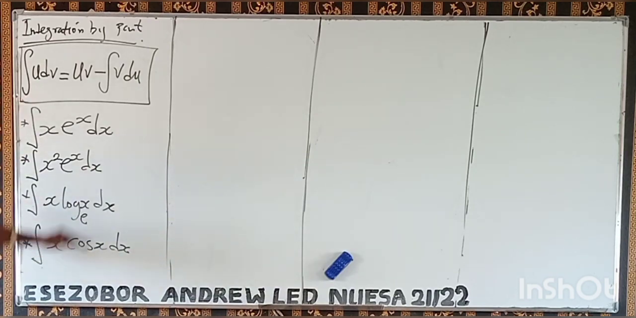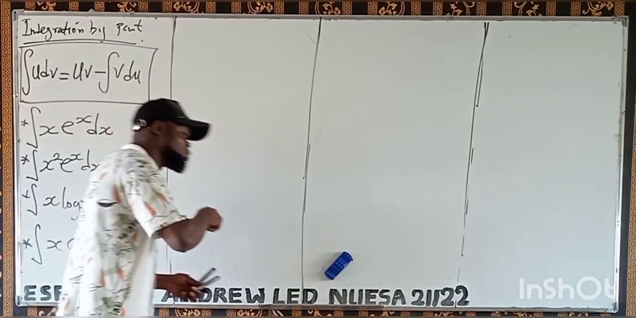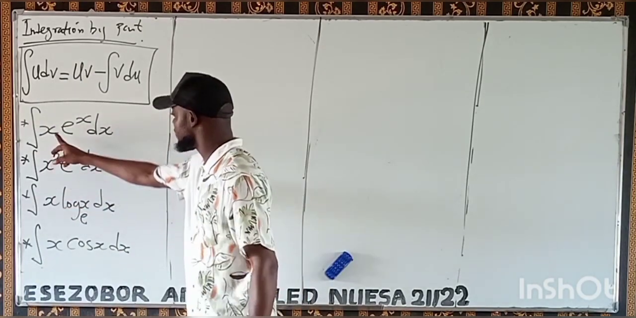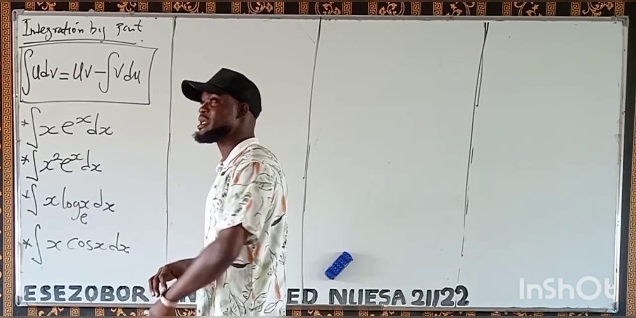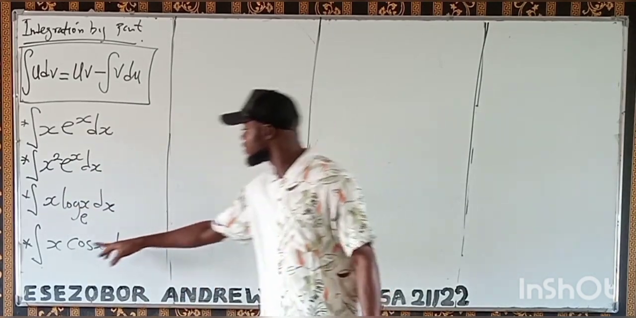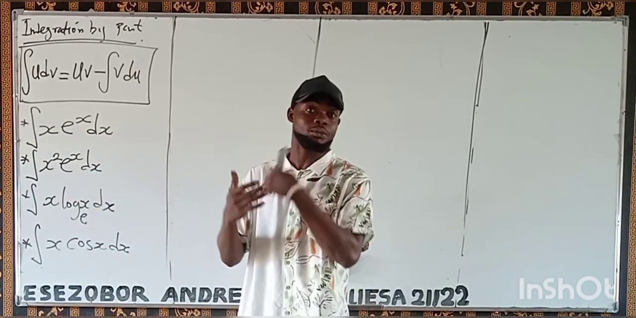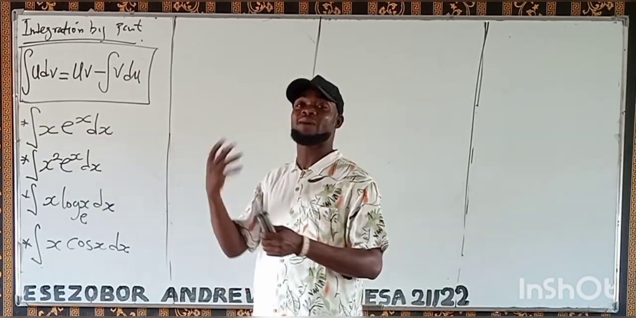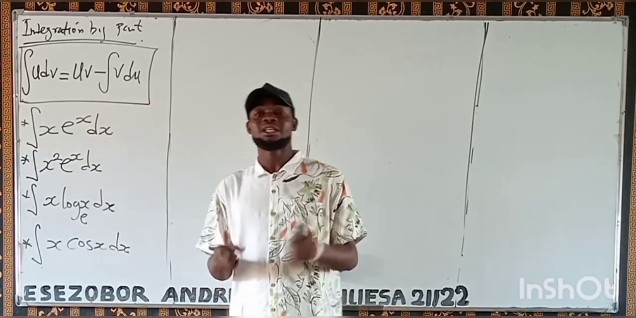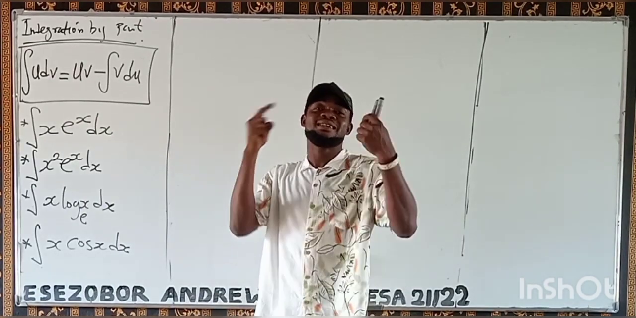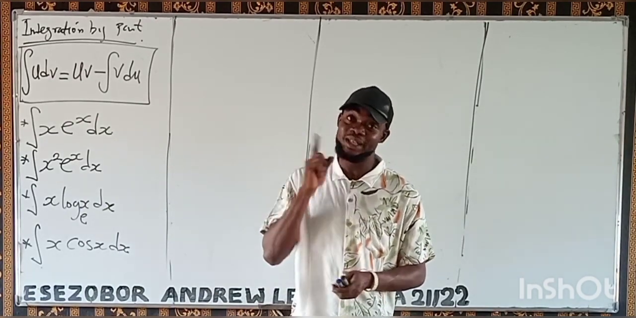Now, the problem with this arrangement is that the first one is not always u. The first one can be u, and the first one can also be dv. Out of these two, one of them will be u, but we don't know which one. So what you have to do is select the u, and then the remaining one will be dv. That will be the remaining one, not v.